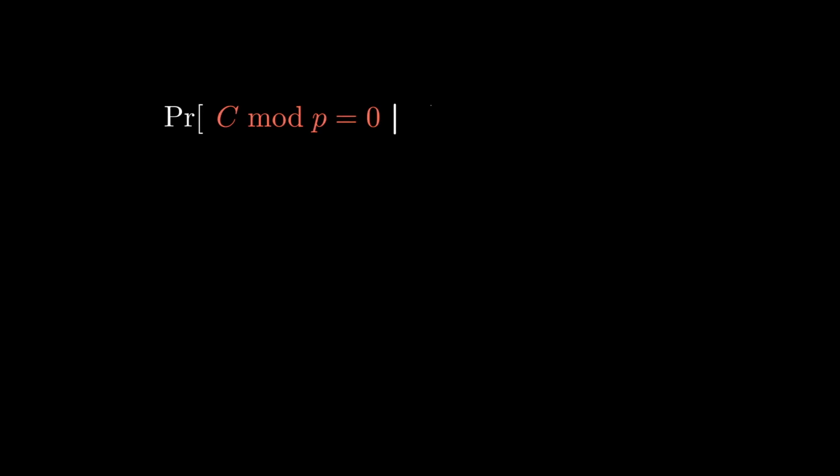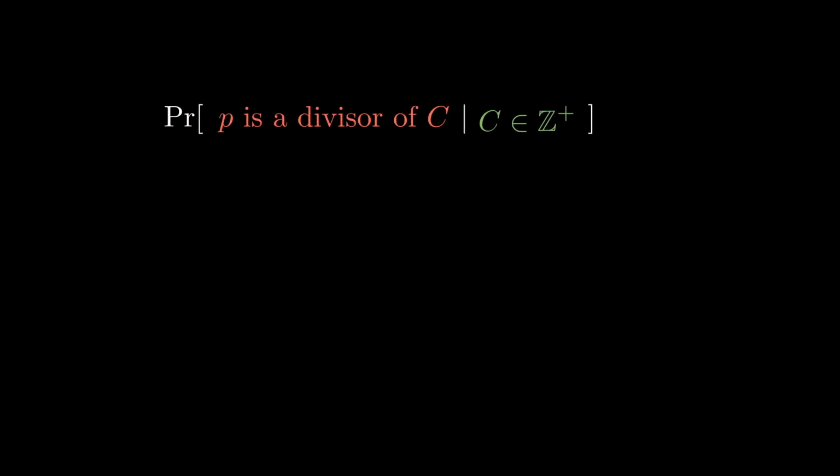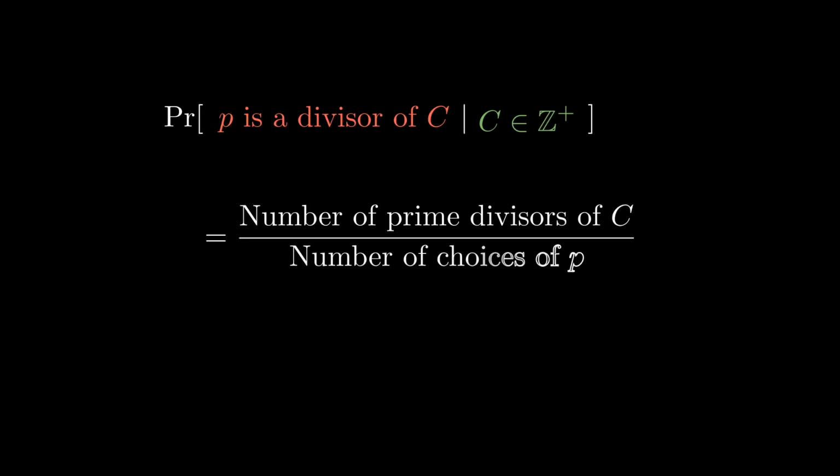So how exactly are we going to solve this probability? Let's take a look at the first part. Well, if C mod P equals 0, then we know that P must be a divisor of C. Also, the given of C not equal 0 just tells us that C is a positive integer. So we can compute this probability by finding the number of prime divisors of C divided by the number of choices of P. To approach the numerator, we ask how many prime divisors does C have?